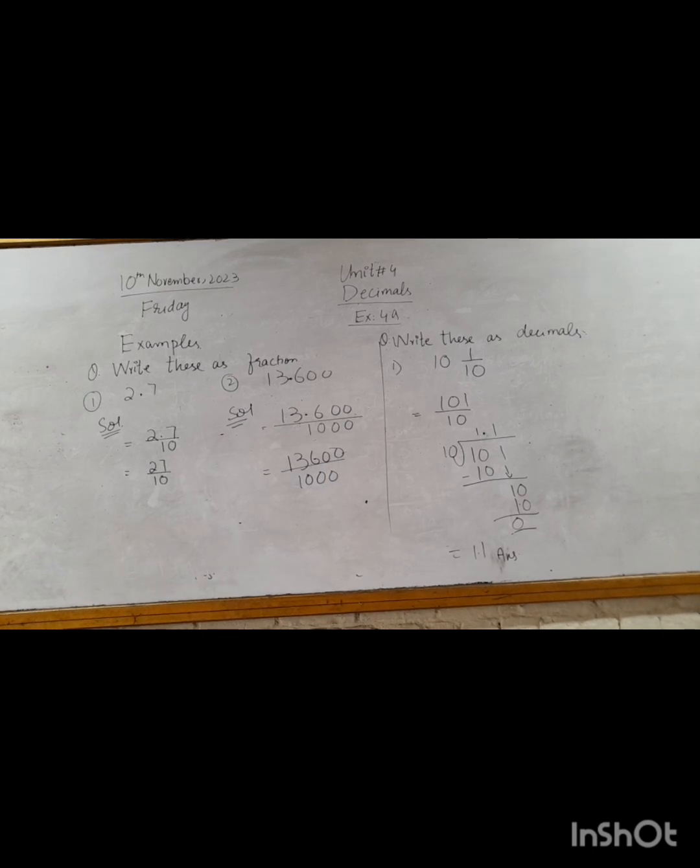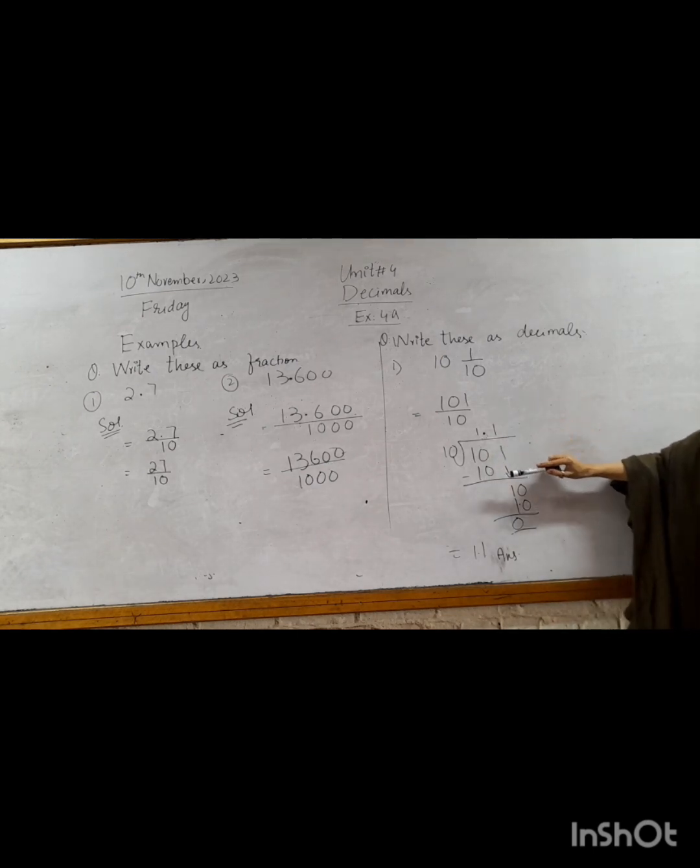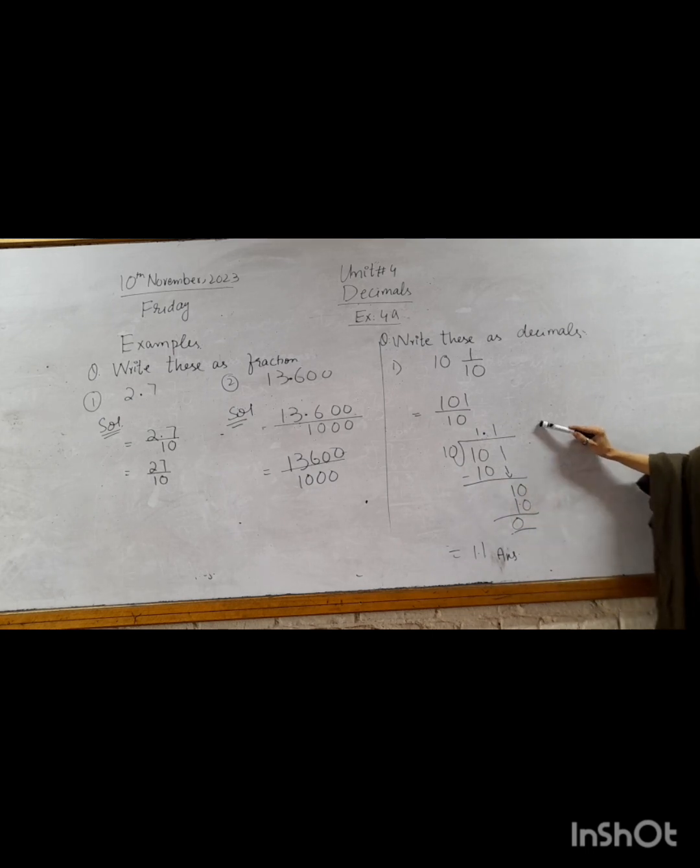In the next case, we converted the mixed fraction into a fraction by multiplying the denominator with the whole number: 10 multiplied by 10 gives 100. After that, we add 1. 100 plus 1, we get 101. Then we write the denominator as it is, as in the question: 101 divided by 10. After that, we converted that fraction into decimal form by dividing the numerator by the denominator, and we obtained 10.1.